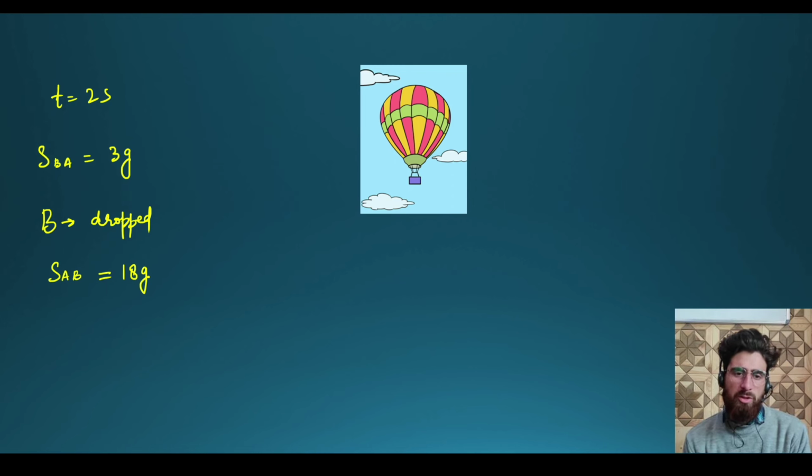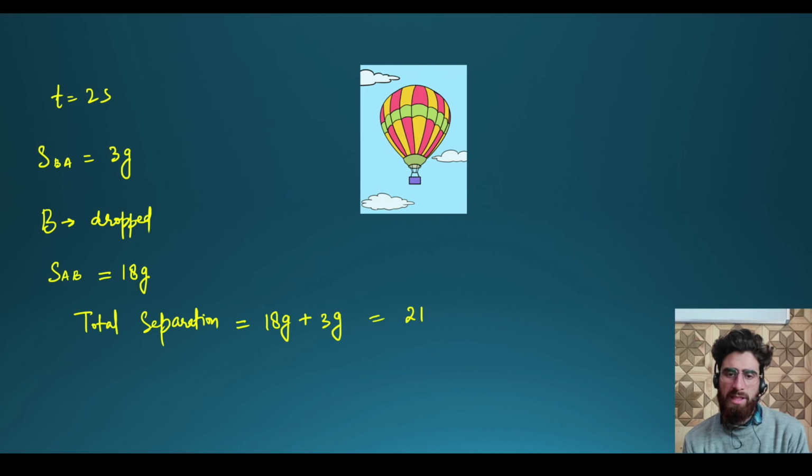So what comes out to be the total separation? The total separation will be equal to 18g plus the initial separation, which was 3g, that's 21g. So with g equal to 10 meters per second squared, that's 21 into g, which is equal to 21 into 10, or it's going to be 210 meters.